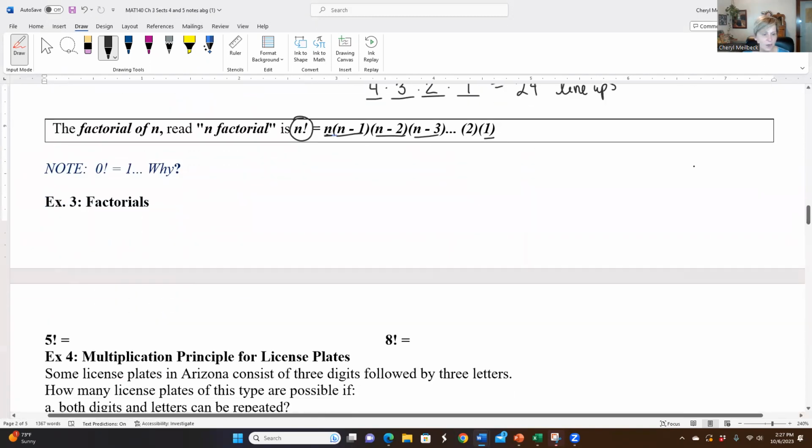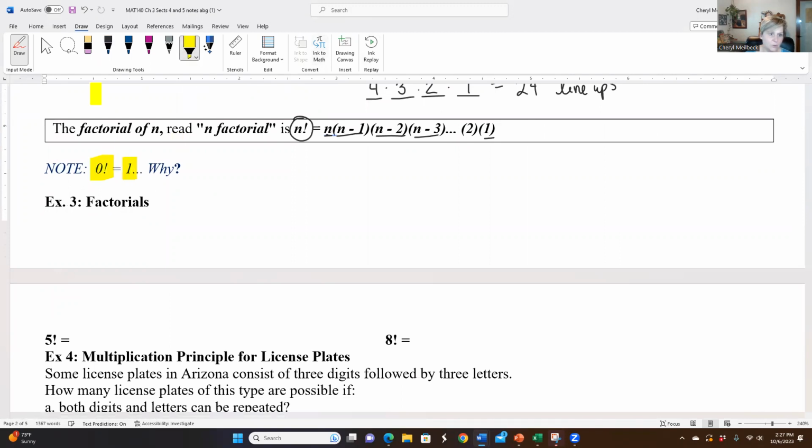Now, there is a caveat here, which is very interesting, and that is that 0 factorial equals 1. Why? Well, it has to be that way because in some of the formulas, when you have a number underneath, let's see, n minus r, underneath in the denominator, you get 0 factorial. And if that's the case, you can't have 0 in the denominator. So brilliant mathematicians have decided that 0 factorial equals 1.